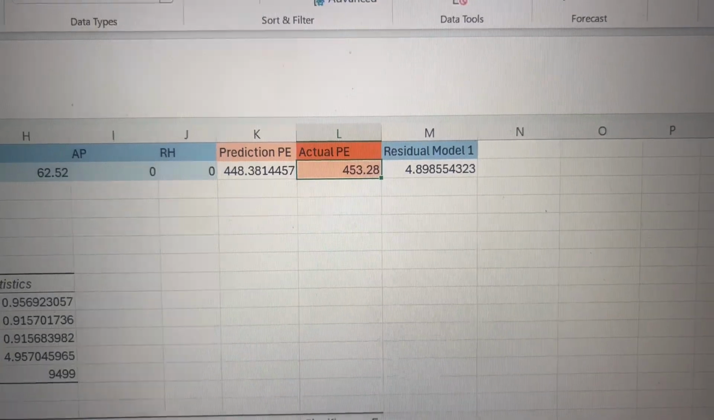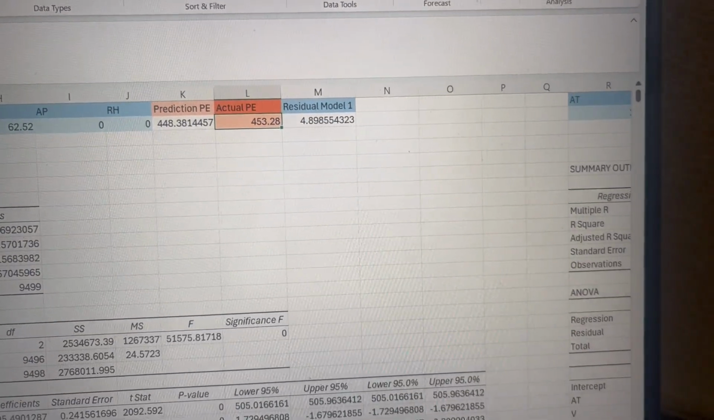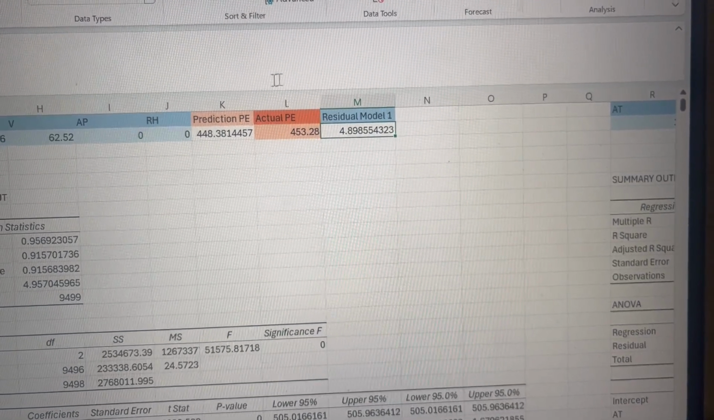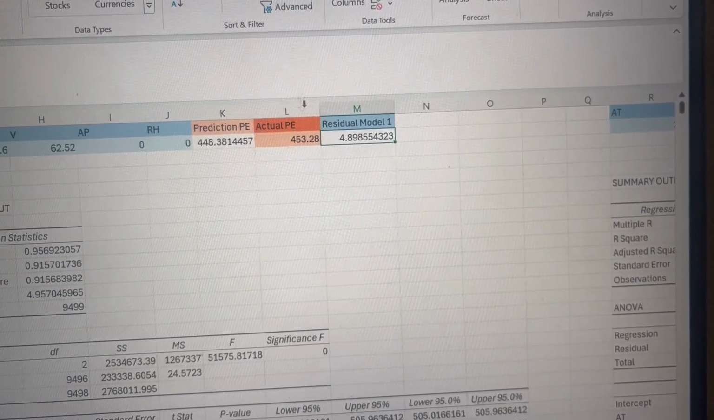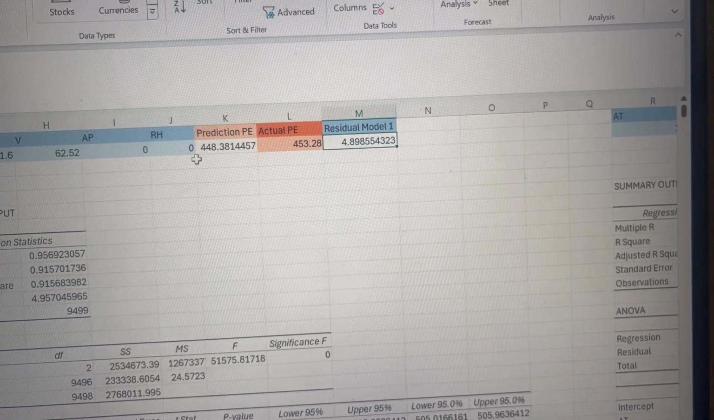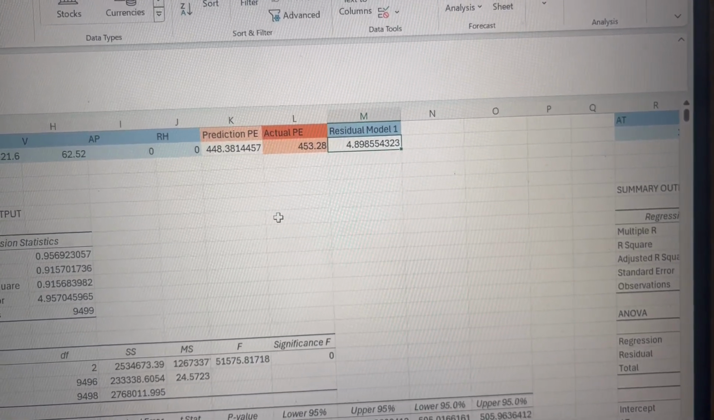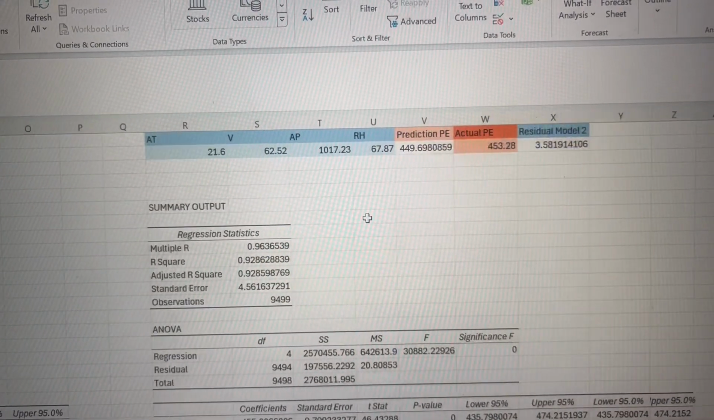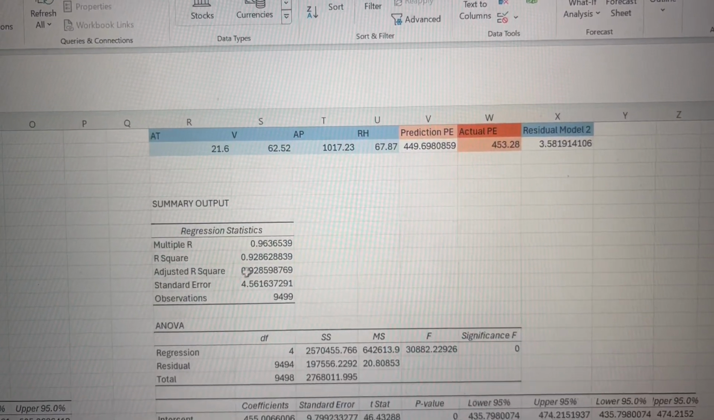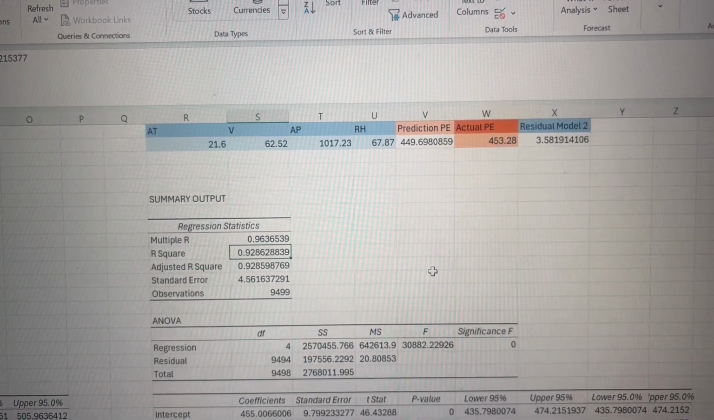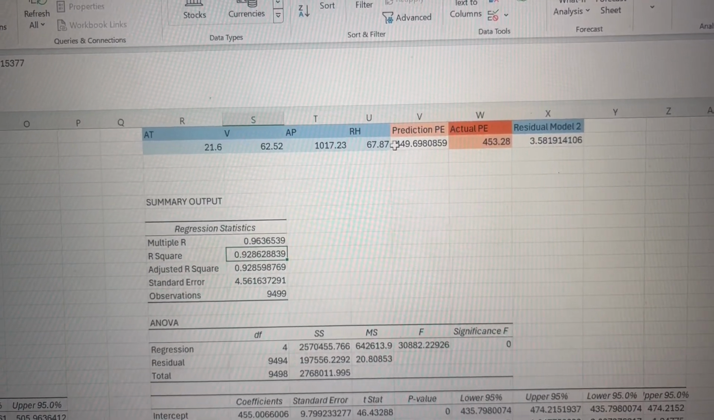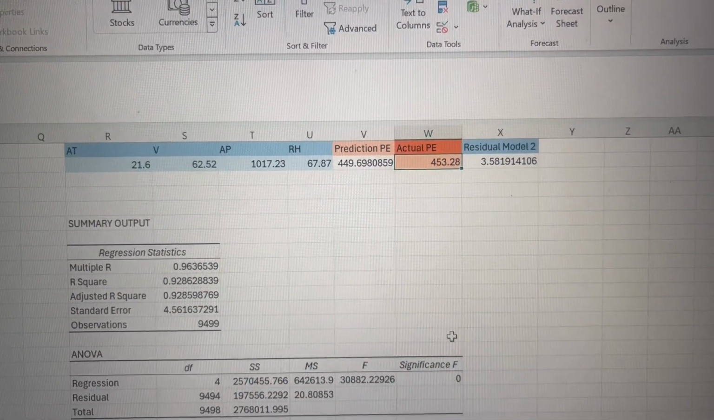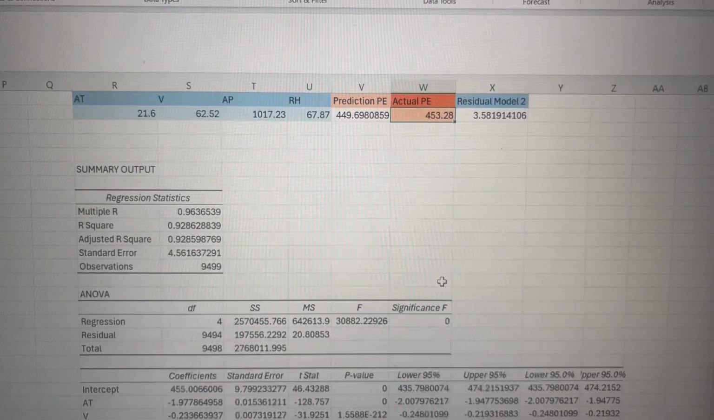The residual is the subtraction of the actual electrical energy that I got minus the prediction of my model. So the residual is 4.89 approximately. The same observation when used in my second model, which has a slightly higher R square, the prediction is a little bit closer to the actual power energy. So we can say the second model is better than the first one.